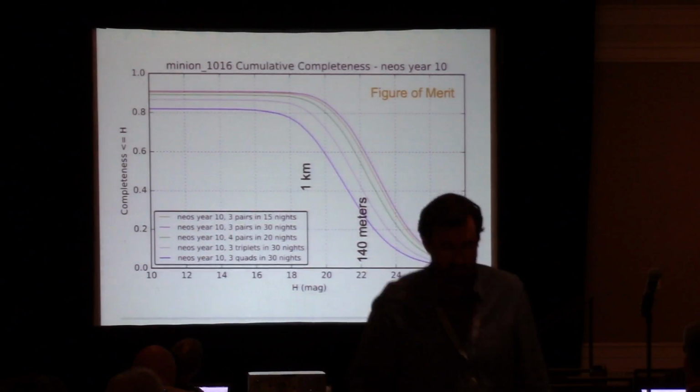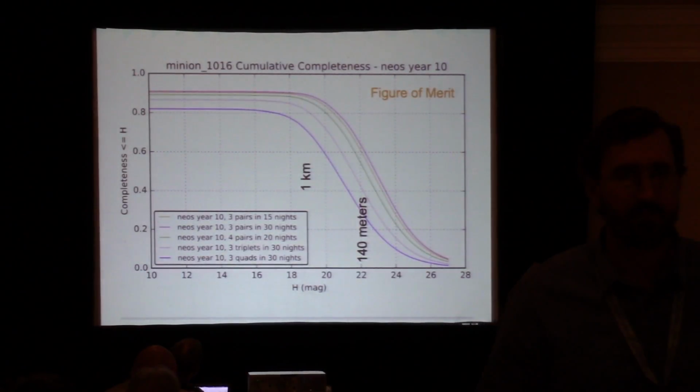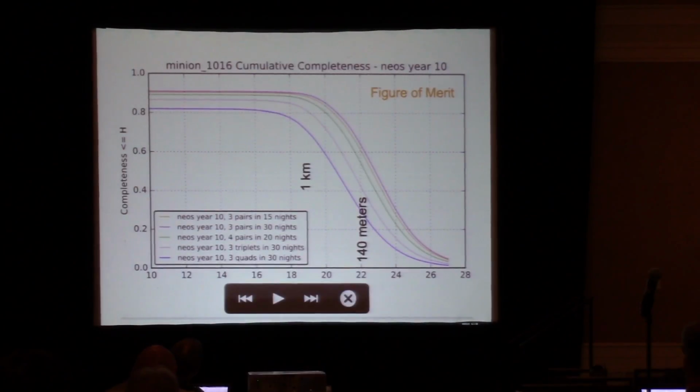Okay, here's my last plot. Phil wanted me to emphasize that this is a figure of merit, so I labeled it here, figure of merit. On the bottom axis is that same unit of size, and here's 140 meters, and here's 1 kilometer, so big is on the left side. And then this is completeness.